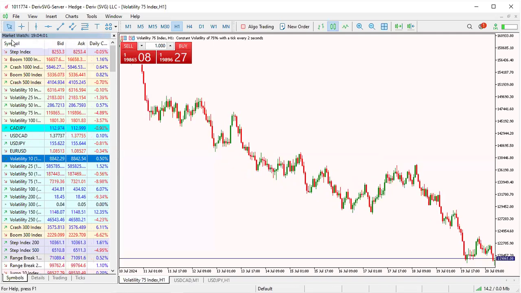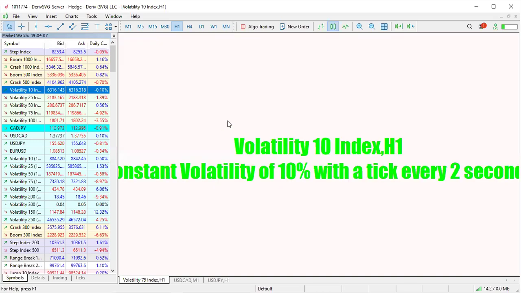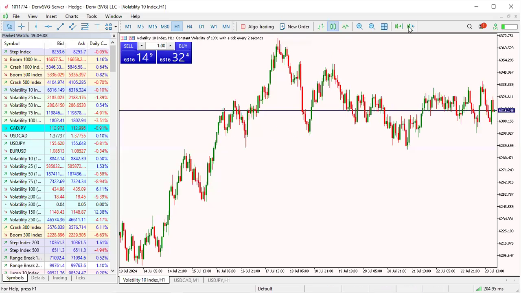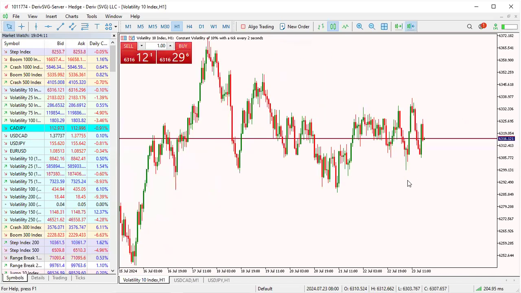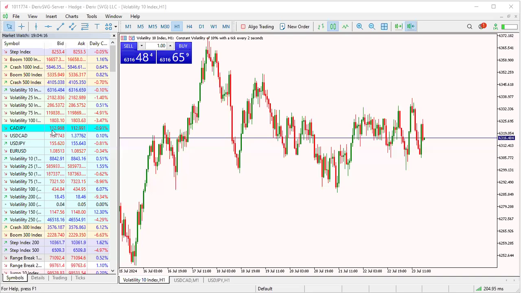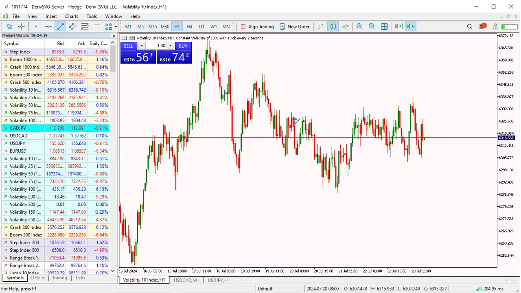We have volatility 10. See what we have here. If you are to have a look at volatility 10, we have a pattern coming up somewhere there. We have another pattern. I'm a big fan of patterns coming up somewhere there.